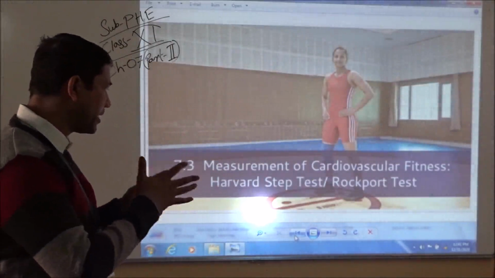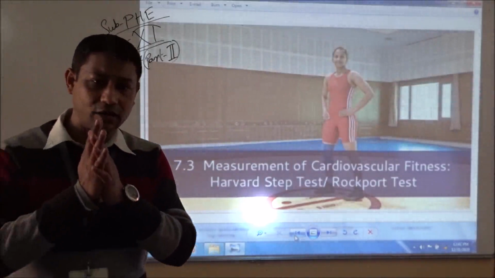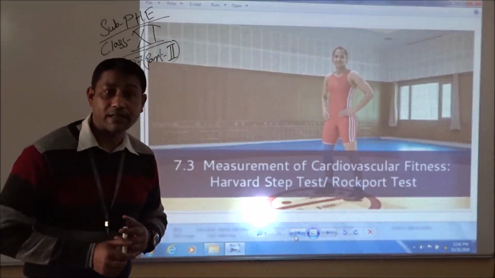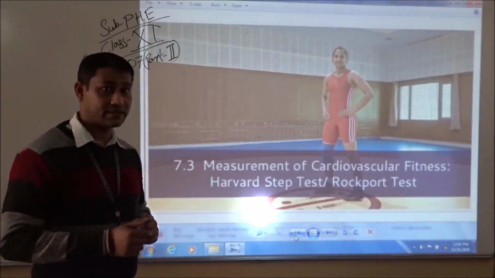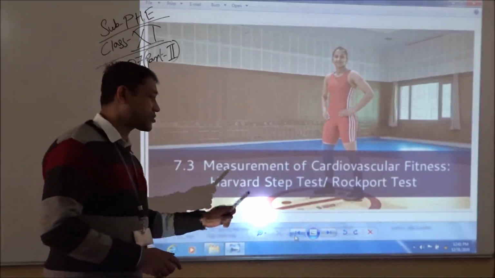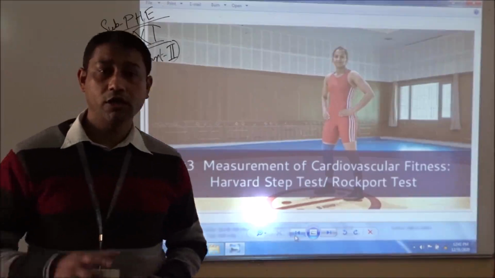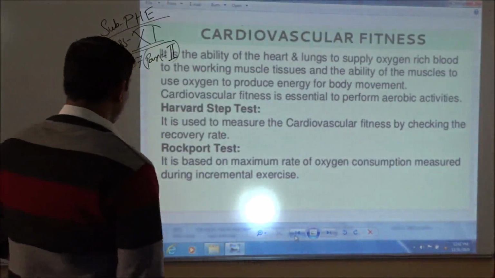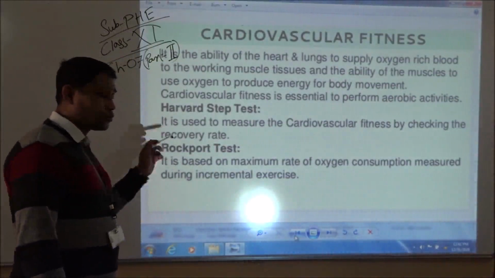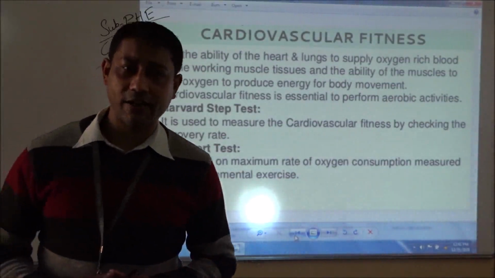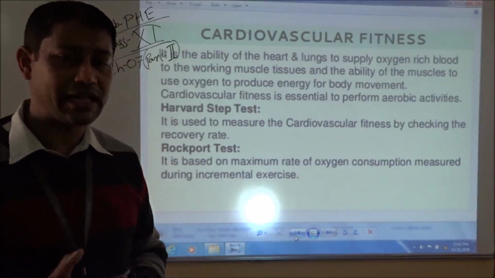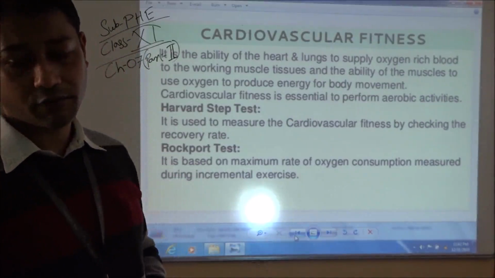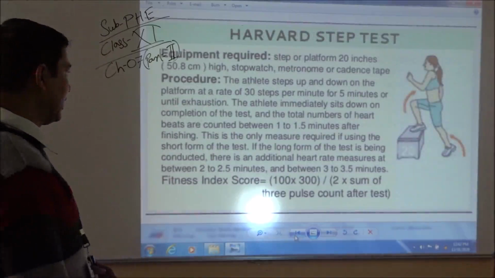Now, how to measure the cardiovascular fitness of an individual? The cardiovascular fitness of an individual can be measured with the help of the Harvard step test or the Rockport 1 mile test. So these two tests, the Harvard step test and the Rockport 1 mile test, help in measuring the cardiovascular fitness of an individual. Let's see.